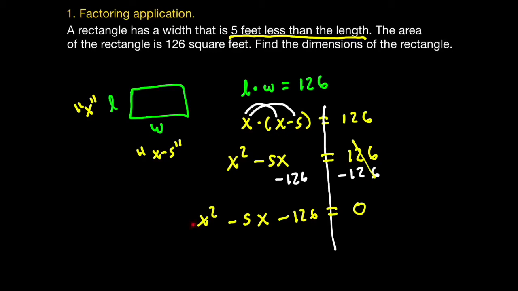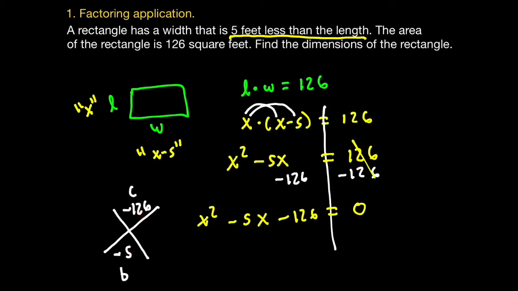I notice that my leading term is 1, so I can factor this trinomial by finding the two numbers that multiply to negative 126 but add to negative 5. And I can use this x diagram to keep me organized. So I have the c term as negative 126 and the b term as the negative 5. And repeating what I just said, I need to find two numbers that multiply to negative 126 but add to negative 5.